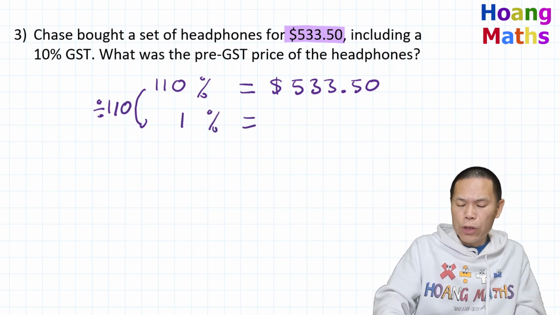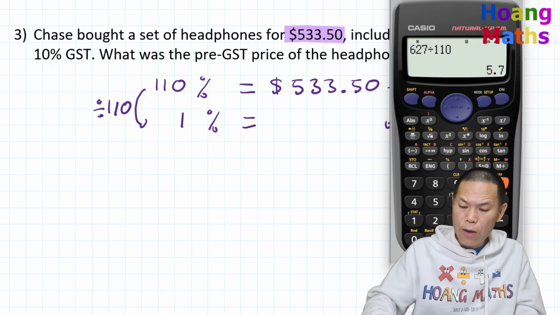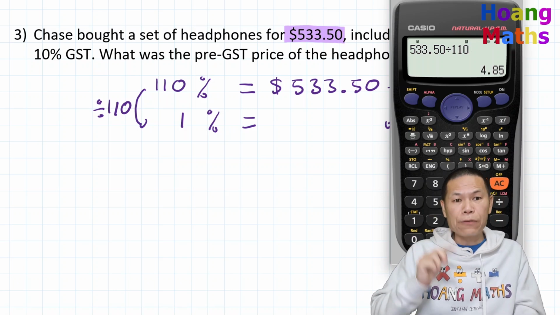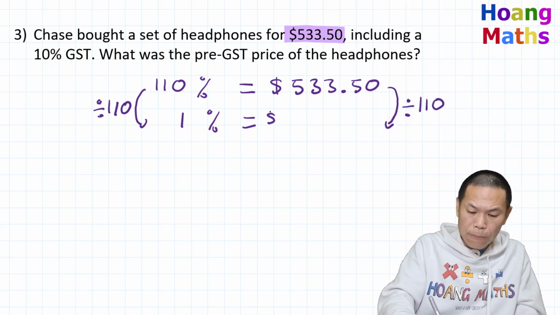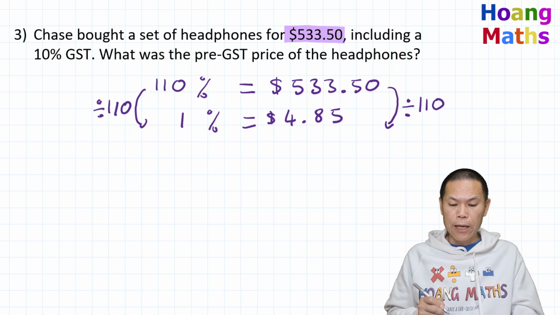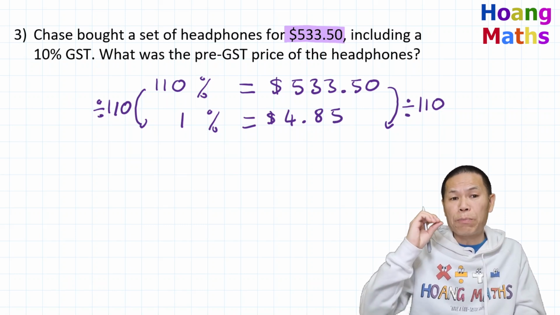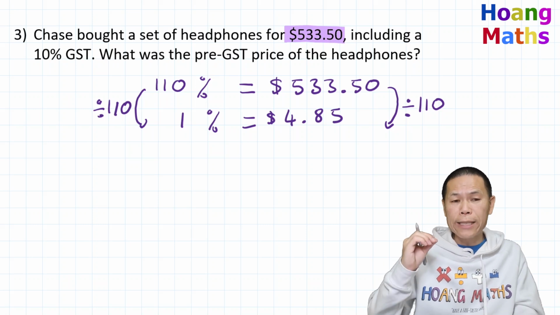So we need to do the same thing on this side. We divide by 110. So I just go 533.50 divided by 110. There you go, $4.85. So that is $4.85. So to work out the original price, that is the price before GST, before tax, if you like.